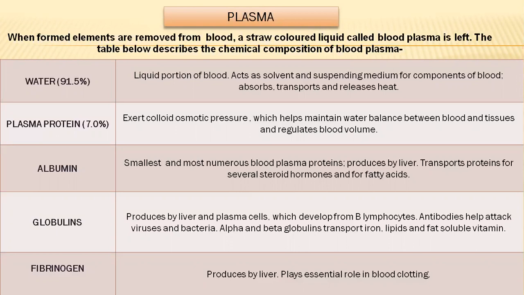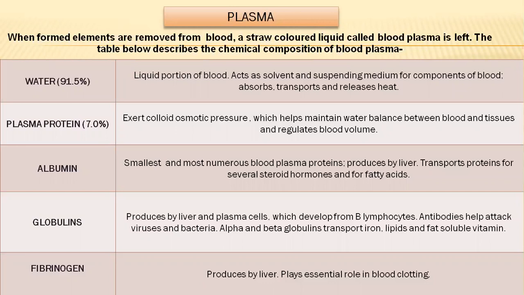Then in terms of transporting, there are a lot of nutrients, a lot of metabolites, a lot of gases that are transported. It can also absorb nutrients, for instance, from the GIT. Those nutrients will be absorbed and transported by the water part of plasma.